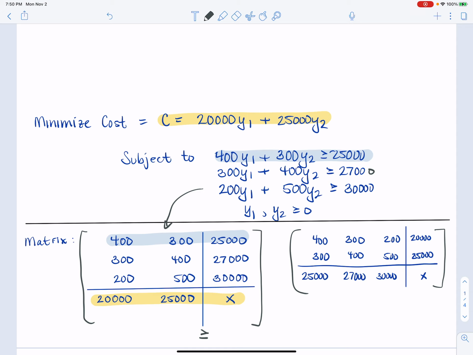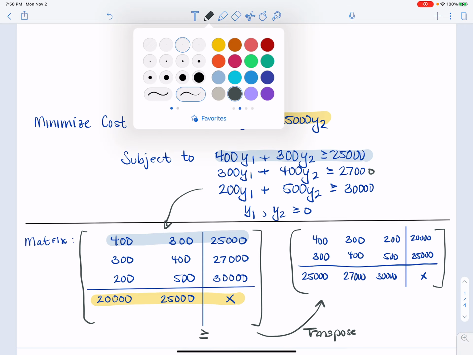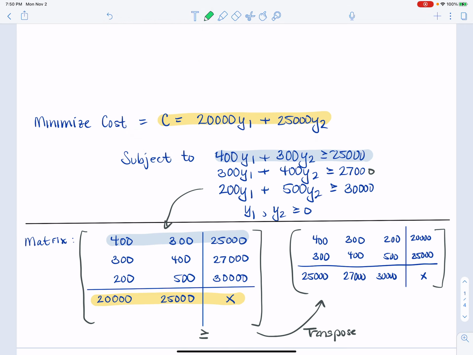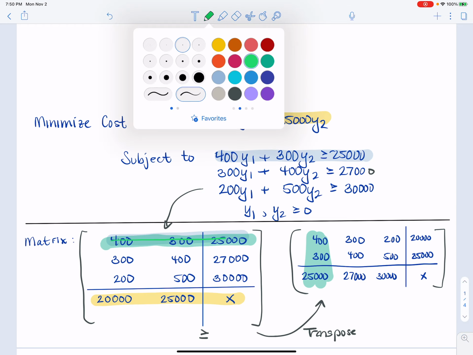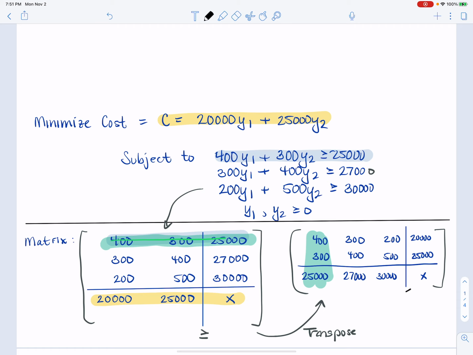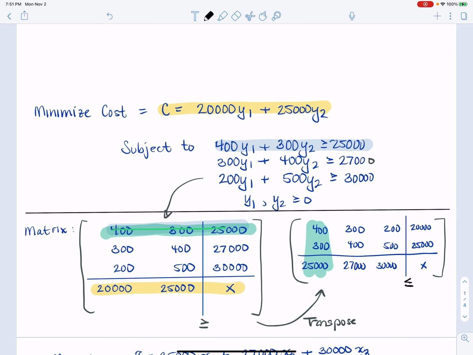To convert it to a maximization problem, we take the transpose. So to get from here to here, we're transposing. And remember, with transpose, rows become columns and vice versa. So looking at this first row again, that became the first column in the new matrix. And then when we reformulate this as a linear programming problem, the thing to remember is these are now less than or equal to constraints, because that's what a standard maximization problem looks like. And that bottom row becomes my objective function.